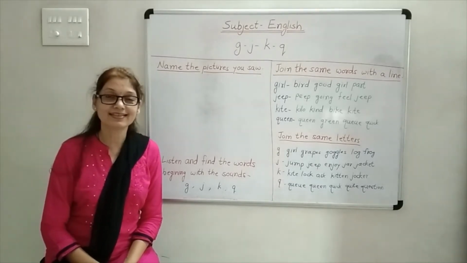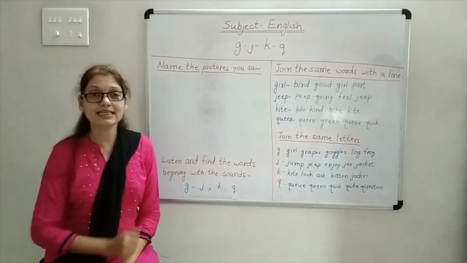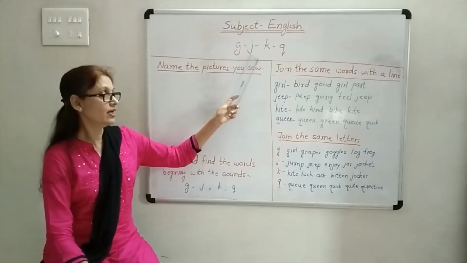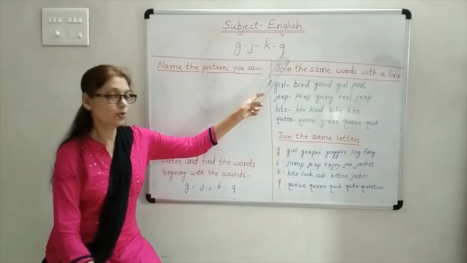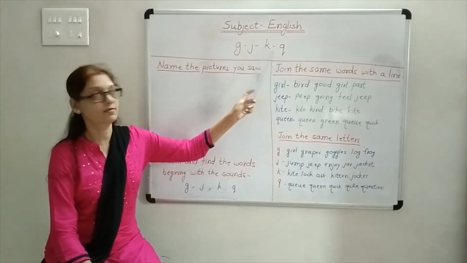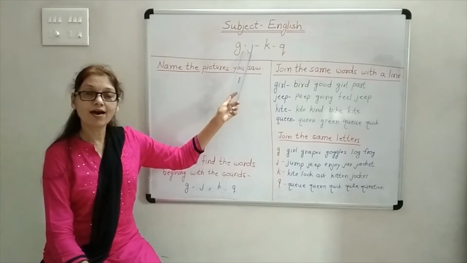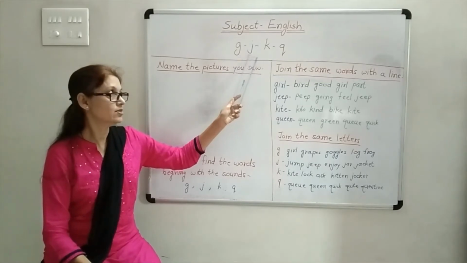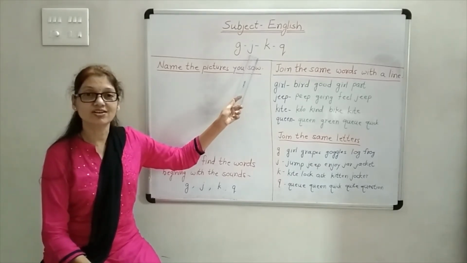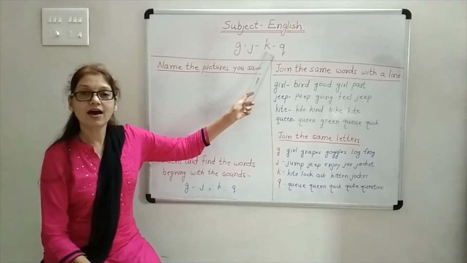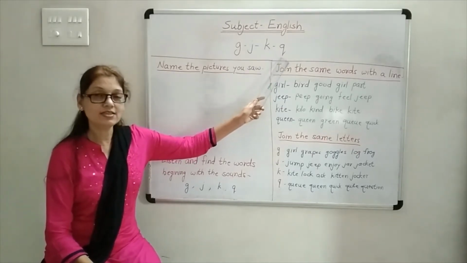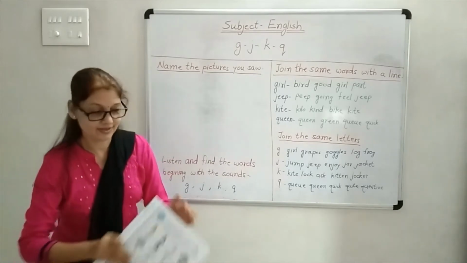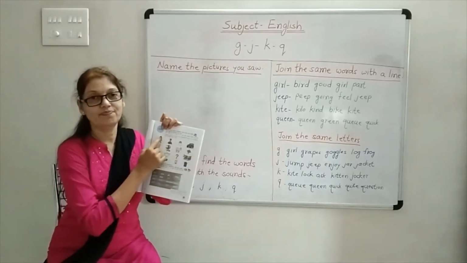Do you remember this? In this lesson we will learn these sounds: G, J, K and Q. These alphabets and their sounds we will learn. G says G. J says J. K says K. Q says Q.